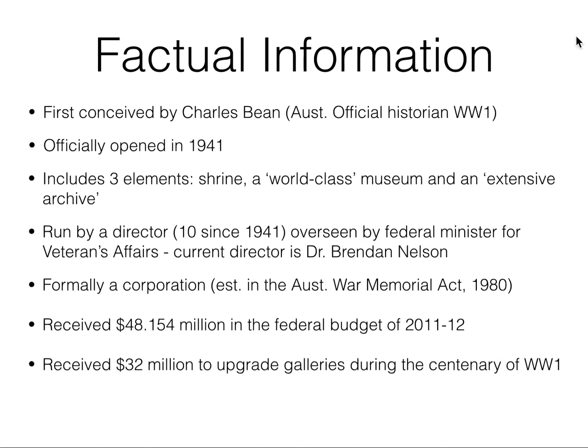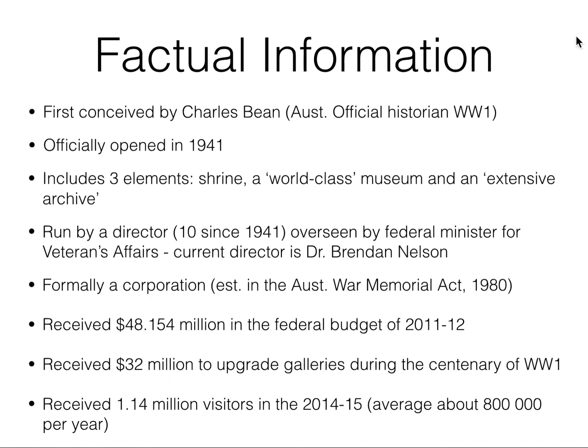It's important to note that that's not its only source of funding, though. It received an additional $32 million to upgrade the galleries during the centenary, so 2014, 2015, 2016. And it also makes money from things like its publications and selling parts of its archive, not completely, but say, for example, allowing people to use photographs that they're required to pay the copyright for. So its archive has become a source of income as well. They also get donations and other things to help run the costs of the institution.